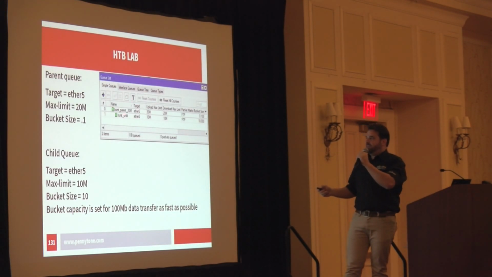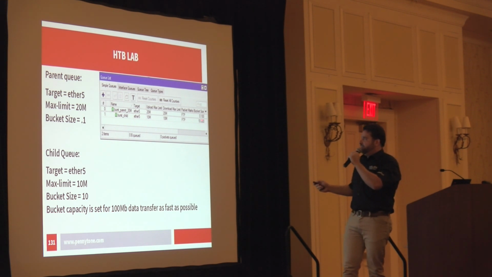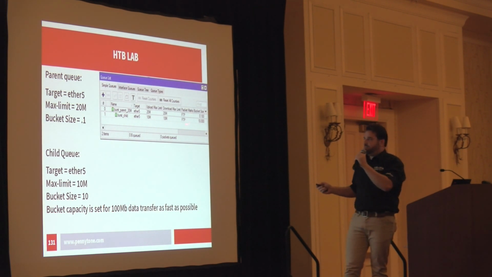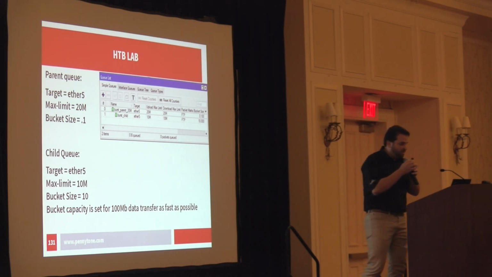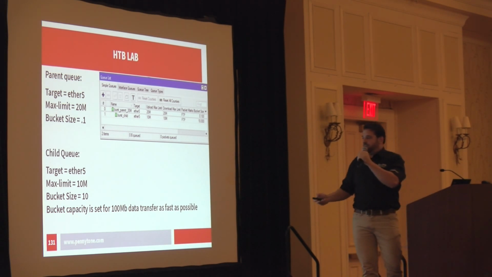The lab is going to be: child has 10 megabits with a huge bucket like we saw before, but this time we're giving it a parent. And the parent is only going to allow 20 megabit of transfer. The bucket size is very small, so it's going to have a very small burst. So what is going to happen in that case?